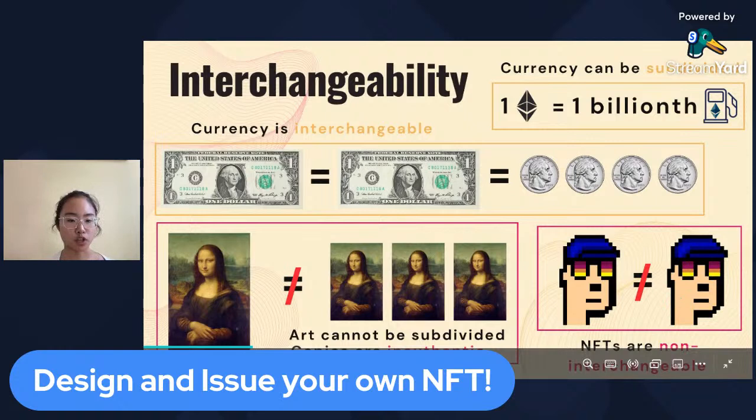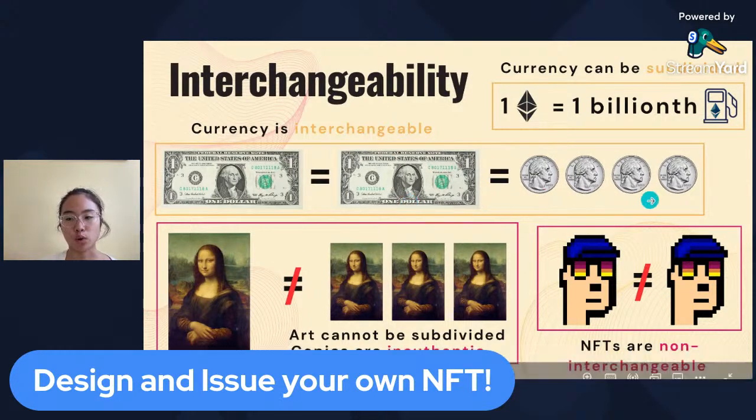Also, with subdivision, one US dollar can be subdivided into four quarters. Each quarter is 25 cents. And for example, one Ethereum can be subdivided into a billion gwei. A gwei is a unit of measurement for Ethereum. A gwei is 1 billionth of one ETH.